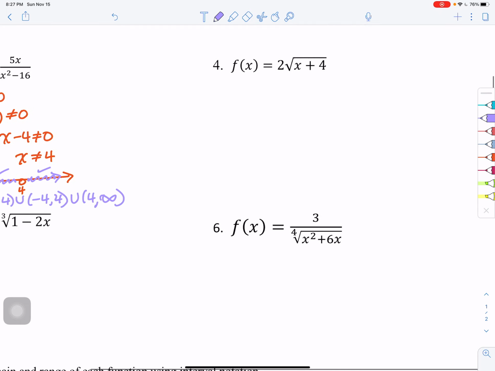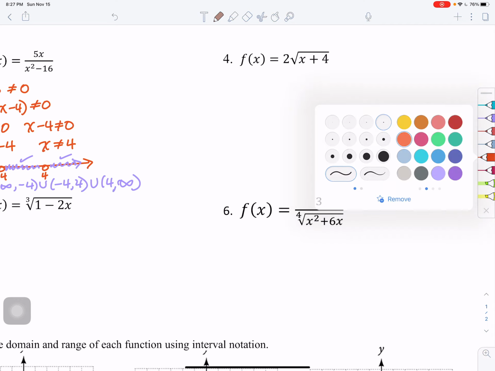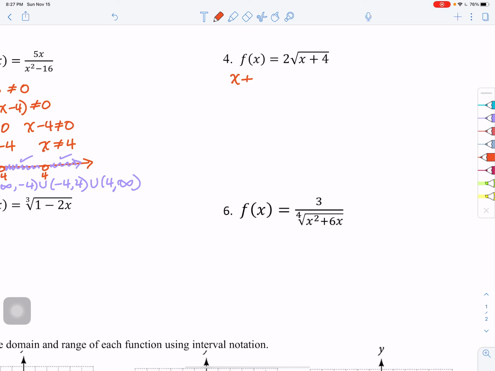Okay? Notice in number 4, we do have a square root. And when you see a square root, the very first thing you need to do is write whatever is under that root. X plus 4 cannot be less than 0, and why don't we just write what it has to be? X plus 4 has to be greater than or equal to 0. We can just write what we would like.